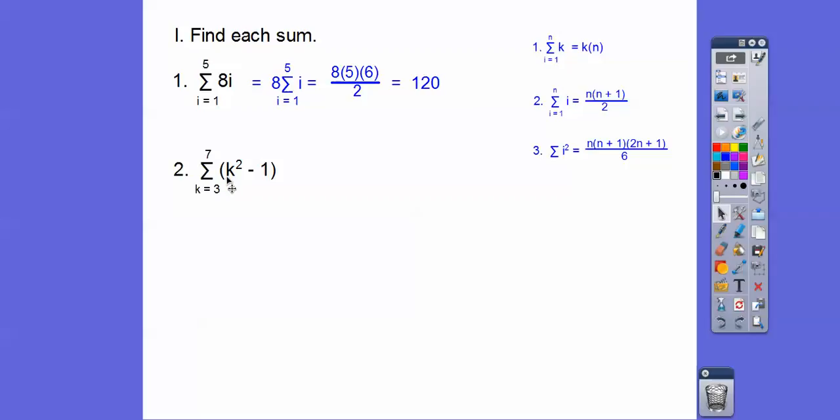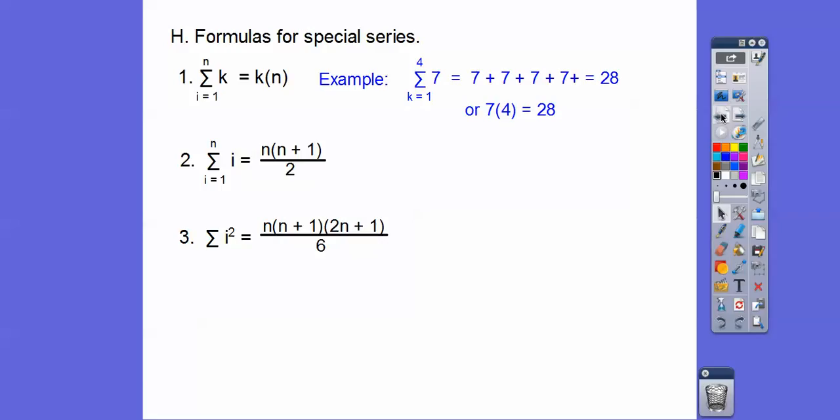Okay, this is a k-squared formula, so we're going to be using this guy right here, okay? So it's going to be the summation from k equals 3 to 7. On this one, you guys, since it doesn't start at 1, these formulas start at 1 right here. This should be from i equals 1 to n, you guys. Sorry, I don't have that. Did I put that over here? Let me see. It should go from i equals 1 to n. I'll fix that in my lesson in my class, okay?